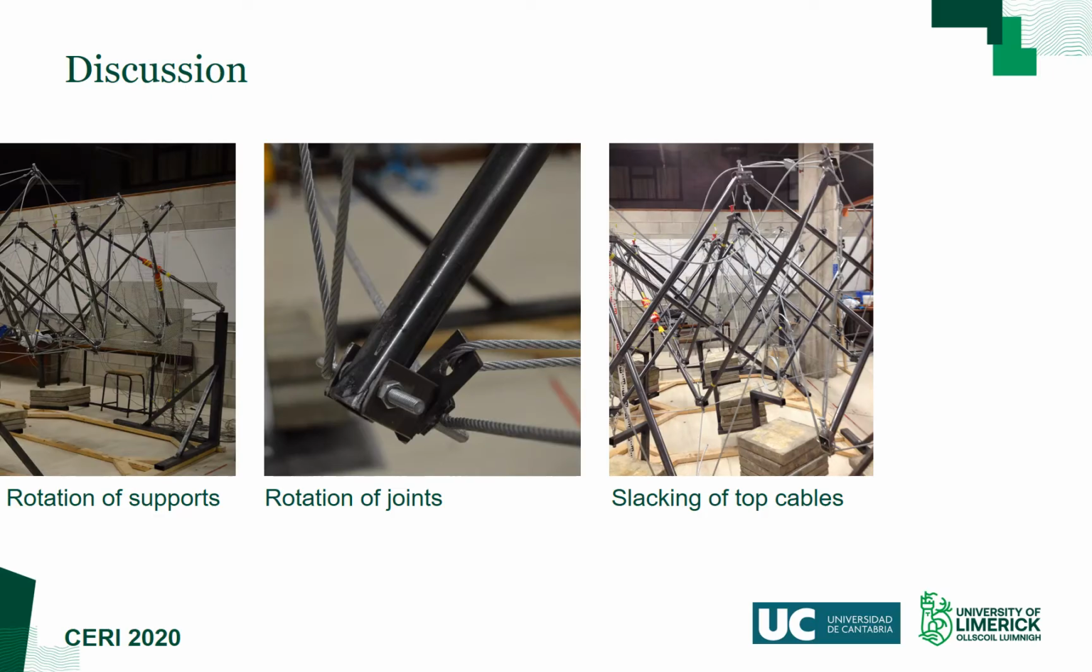During testing of the grid, a number of observations were made regarding the performance of certain details. First off, it was noted that the top of the steel supports, shown here, rotated inwards under loading. Rotation of a number of outer nodes was also observed due to the high level of eccentricity between converging members, in some cases up to 80 mm. These rotations resulted in the slacking of several of the upper cables, reducing the grid's stiffness and increasing its deflection. Improvements to the support arrangement and node design are suggested for future works.